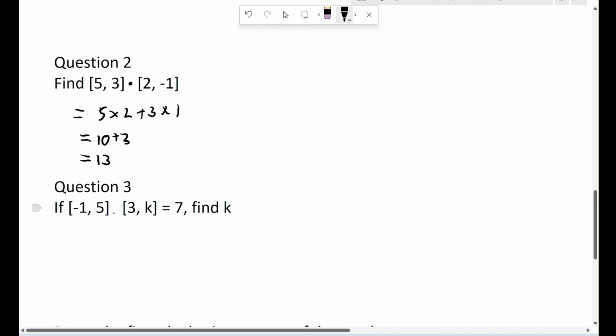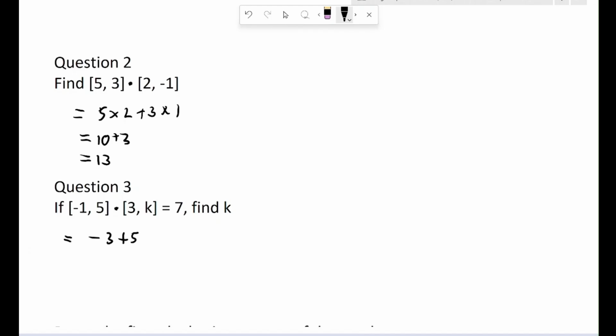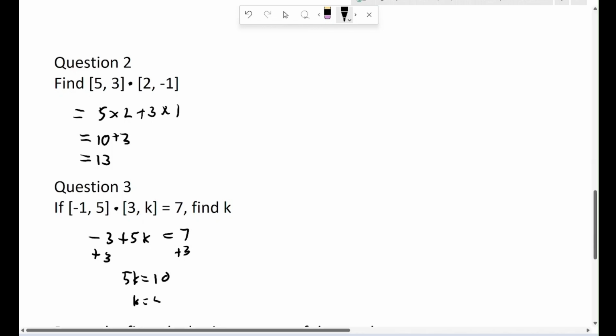Next one here, I've got this situation. So if I've dotted these two vectors, I'm going to get 7. I want to find k. So the dot is going to equal minus 3 plus 5k. And that's all supposed to equal 7. So that's minus 1 times 3 gives you minus 3 and 5 times k. Then we're going to add 3 to both sides. So 5k equals 10, and then k equals 10 over 5.